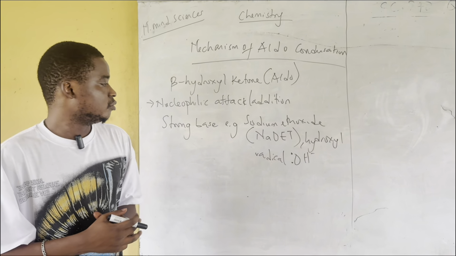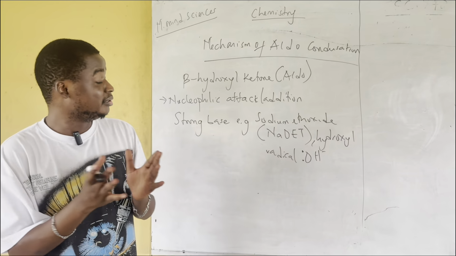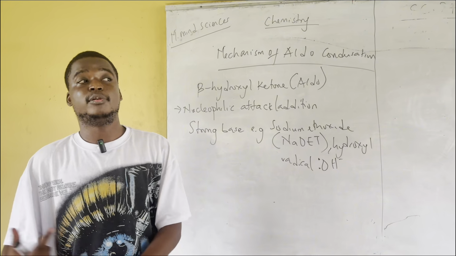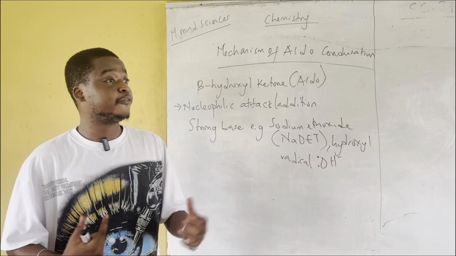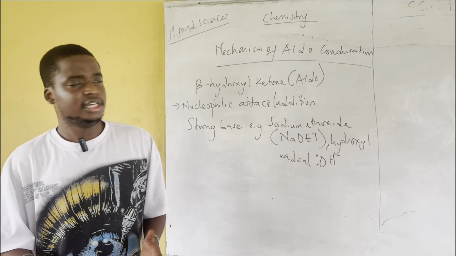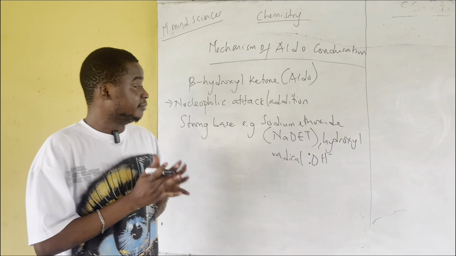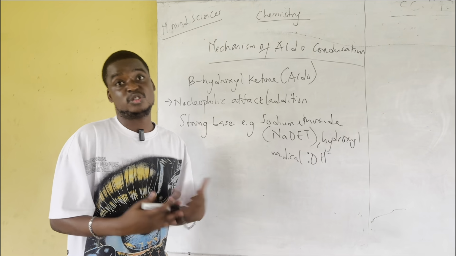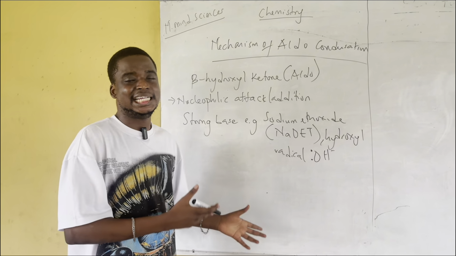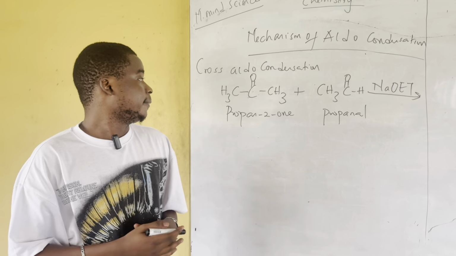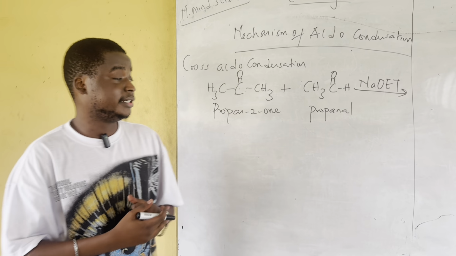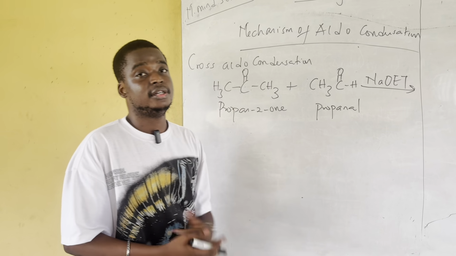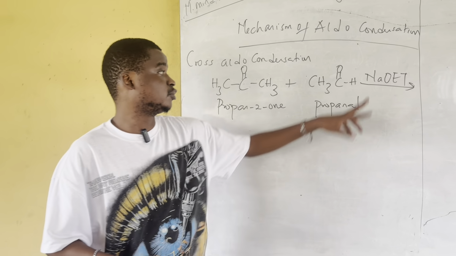ethoxide as a strong base, and the function of this base is simply to deprotonate a carbonyl that has an alpha proton, forming the enolate. So now let's go right into the mechanism proper. What we'll be doing here is a cross aldol condensation, which is the most common, that's between an aldehyde and a ketone. So this is a cross aldol condensation reaction between propan-2-one and propanal in the presence of a strong base such as sodium ethoxide.